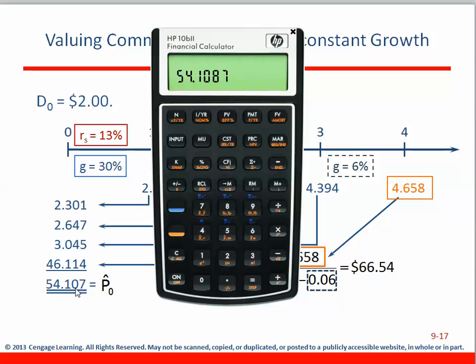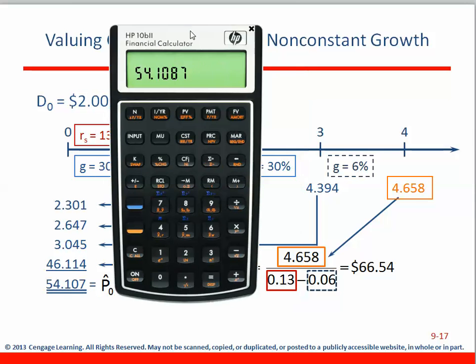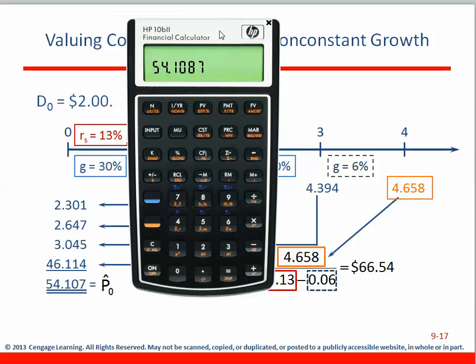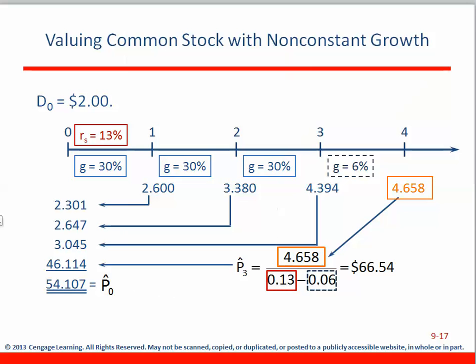Okay, so that's how you would do it on your calculator. I wouldn't discount the cash flows one by one. You can do whatever you want. But the key thing here is that this is P3, the stock price in time 3, and 66.54 is the present value of all the dividends that come after year 3. So it's a time 3 cash flow, and I add it to D3 to get the stock price of 54.11 basically. Okay, might need to watch that twice, I don't know.